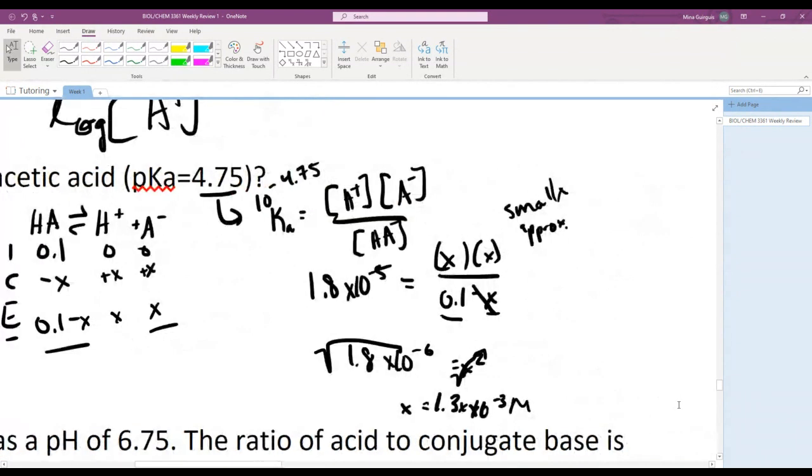All right, so we used our small x approximation, but we can't just assume that it works, okay? Because what if x is actually a little bit more significant? So we have to check this approximation. How do we do that?